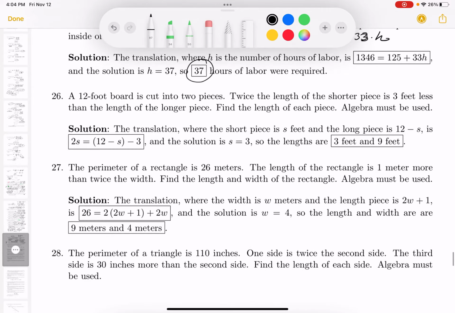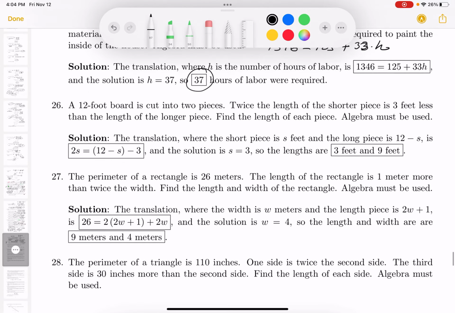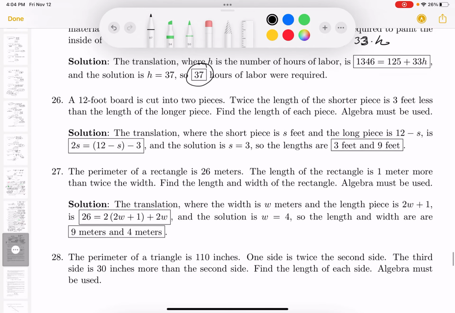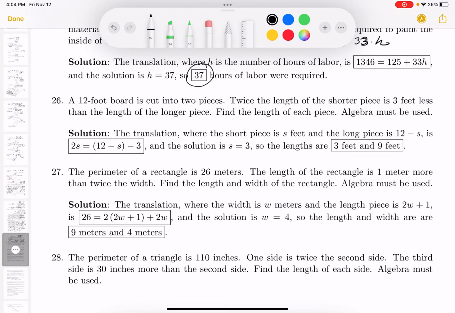All right, let me look at number 12. I'm sorry, not number 12. I don't know why I said 12. Actually, I do know why I said 12. It's a 12-foot board. 26 says a 12-foot board is cut into two pieces. So if I cut into two pieces, I'd say one of the pieces is X feet long, and the other one's going to be 12 minus X feet long. All right? Now it says a 12-foot board is cut into two pieces, and it says twice the length of the shorter piece. Well, you know what? I got to say one's the shorter piece now, and I'm going to say that X is the short piece. This is the short one.